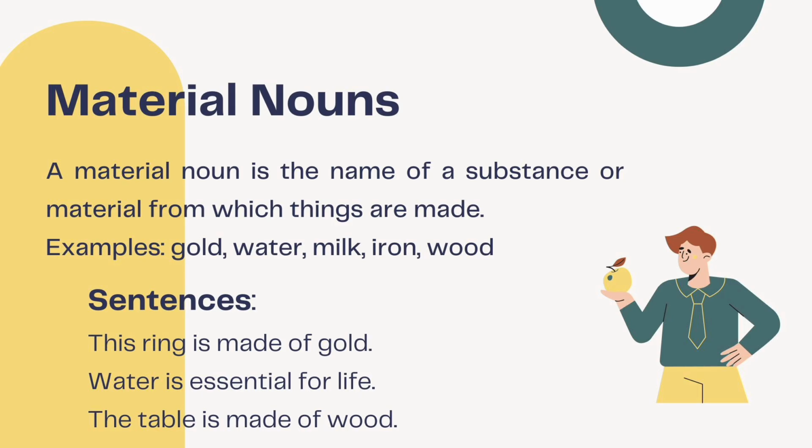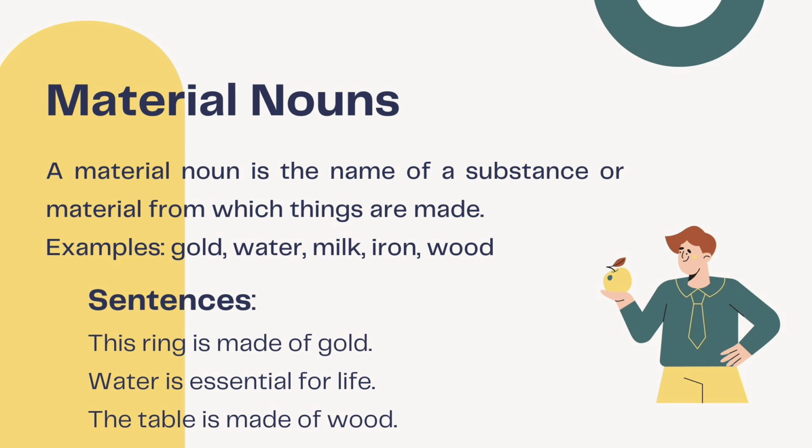Now let's talk about material nouns. A material noun is the name of a substance or material from which things are made. Some examples are gold, water, milk, iron, and wood.